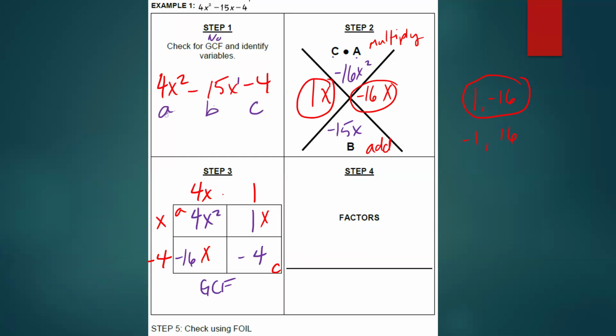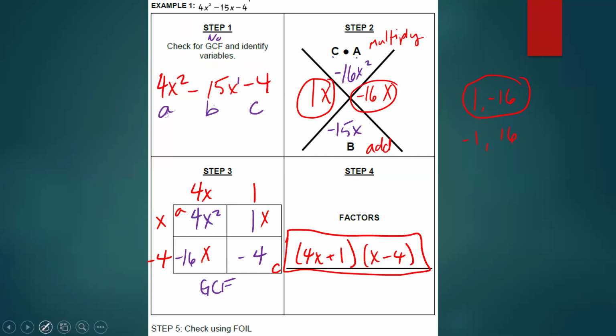So your factors are what's on the outside. So I have 4x and a positive 1. I have x and a negative 4. So those are my binomial factors for 4x squared minus 15x minus 4.